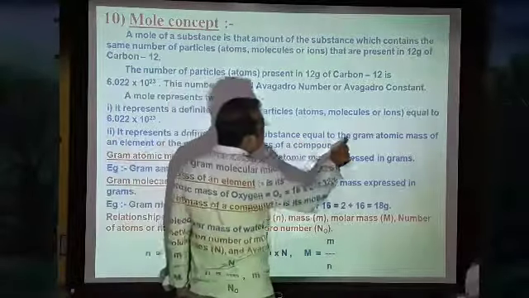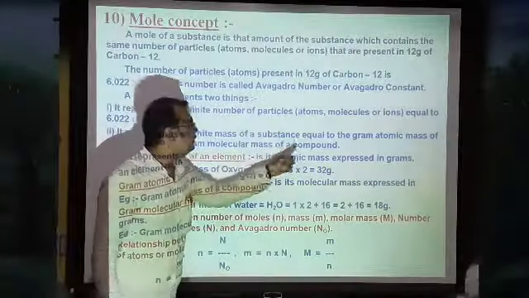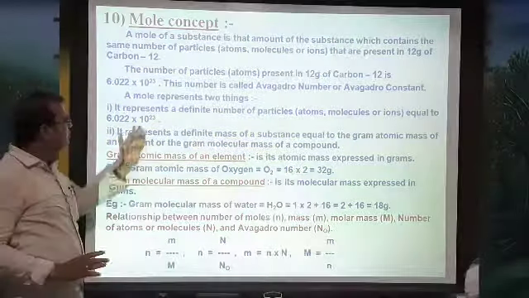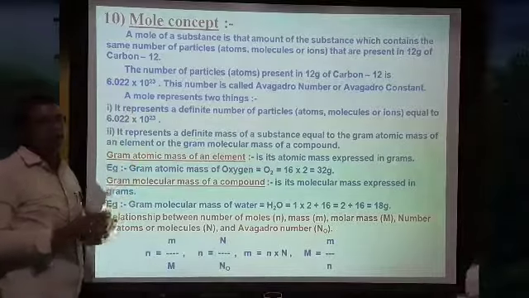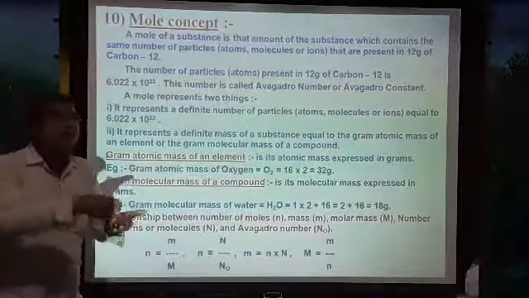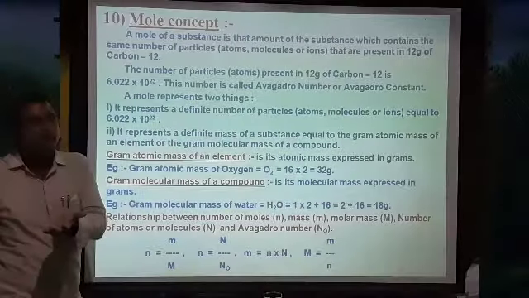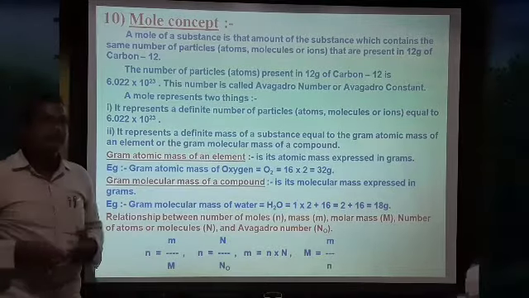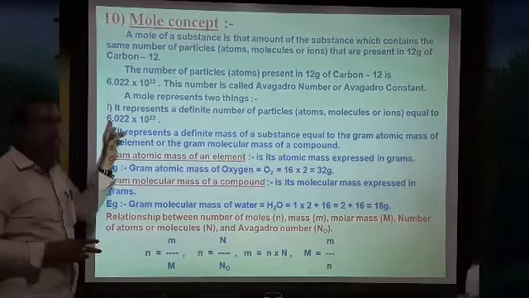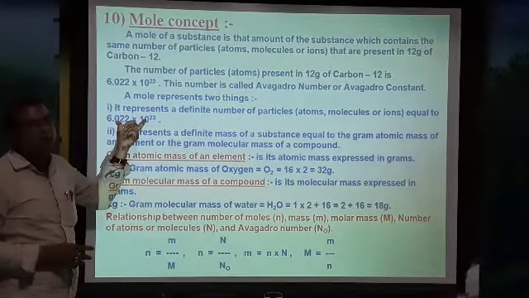of a substance equal to the gram atomic mass of an element or the gram molecular mass of a compound. So this mass we compare with grams. How many particles are there? We can't calculate the number of rice particles present in the packet of the rice bag, we can't count each and everything. So we can tell one particular value for that. This is the value, 6.022 into 10 raised to power 23. This is called the Avogadro number.